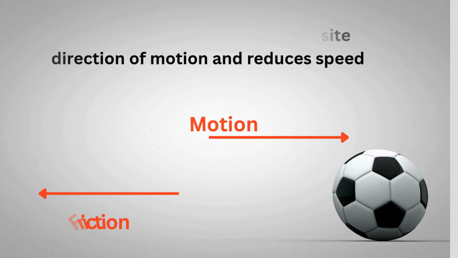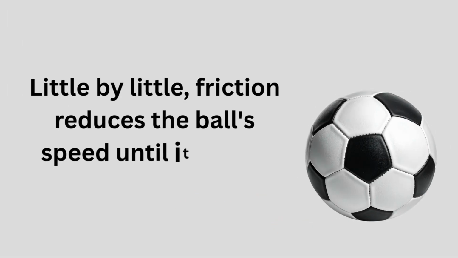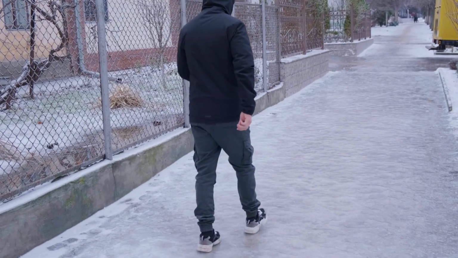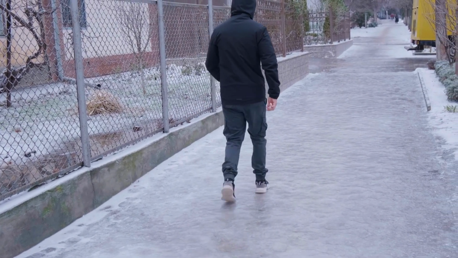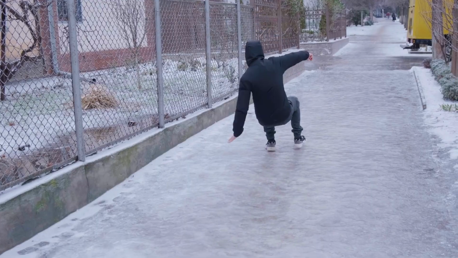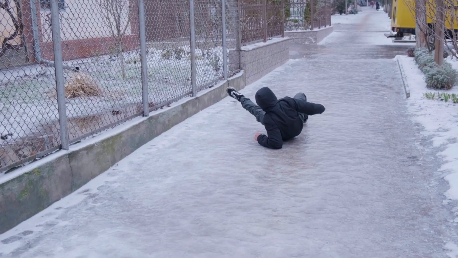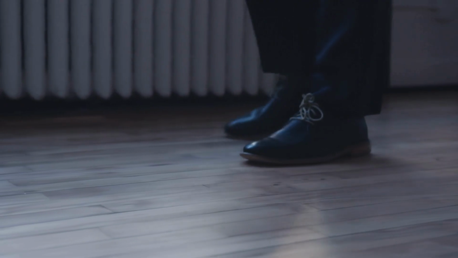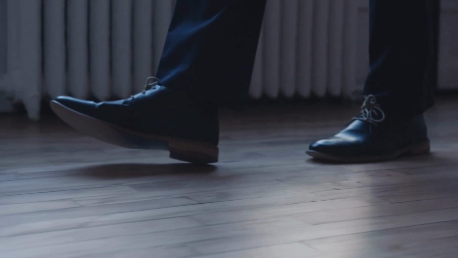Little by little, friction reduces the ball's speed until it finally comes to a stop. Now, imagine trying to walk on a floor covered with ice. Your feet might slide because there's very little friction. But on a normal floor, friction gives your shoes grip and helps you walk.